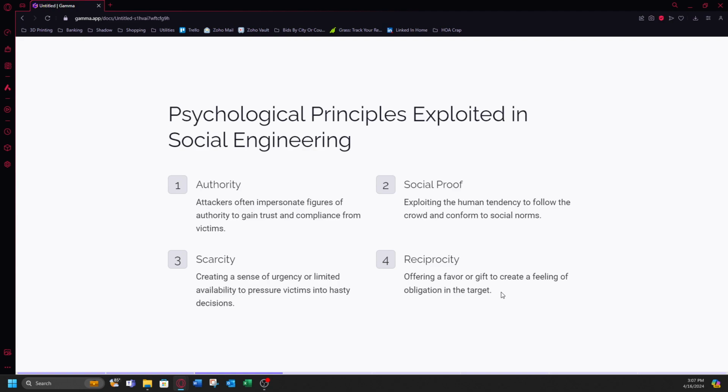But people still fall for it, right? Because it's coming from a sense of authority. This person knows who they are, and they know me, and they know that I need to provide this information. So they influence by authority. Number 2 is social proof. It exploits the human tendency to follow the crowd and conform to social norms.